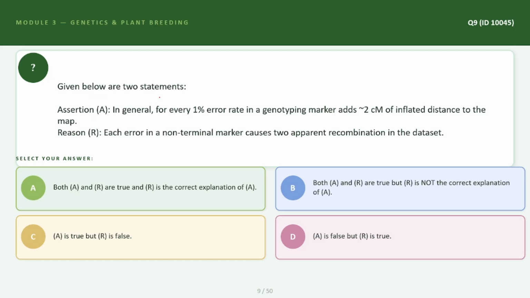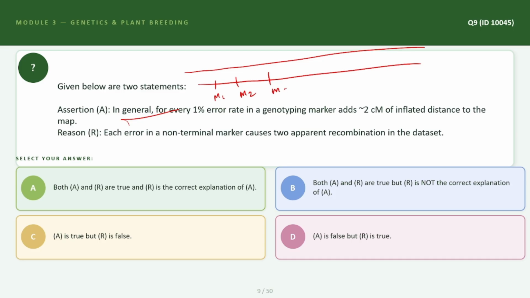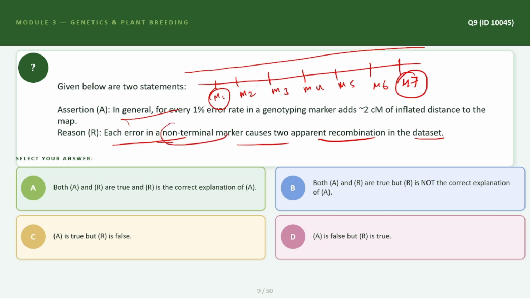No need to explain. Then here, for example, you think there is a marker M1, M2, M3, M4, M5, M6, and M7. See, they are not talking about M1 and M7, because they say each error in a non-terminal marker causes two apparent recombinants. Means they are talking about non-terminal markers. Means M1 and M7 are terminal. They are just talking about these non-terminal markers.